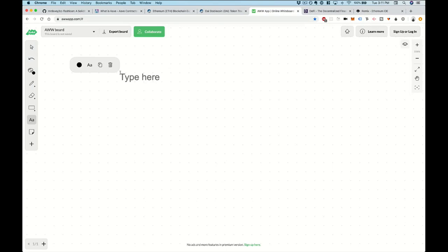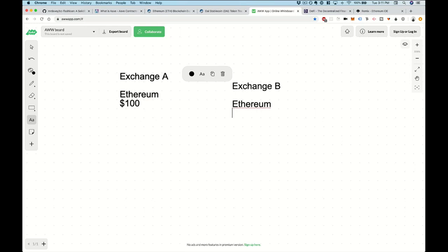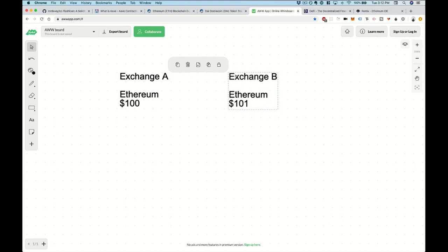If you have a cryptocurrency on one exchange, let's just say it's Ethereum. Let's say Ethereum is $100 on exchange A, and then on exchange B, Ethereum is $101. Let's say you're able to take advantage of this price difference with a different cryptocurrency, let's say DAI, for example. You could buy Ethereum, or you could just take your Ethereum and sell it on this exchange to get a profit. It'd be a $1 profit, but it still takes advantage of this really small price difference.